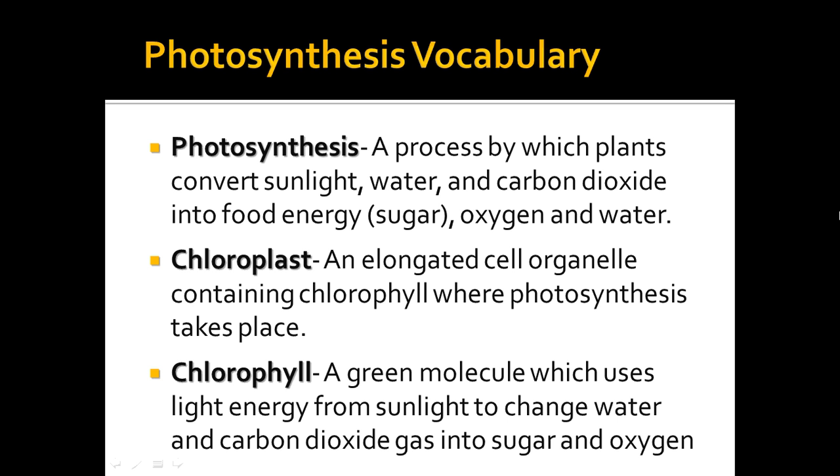Chloroplasts are an elongated cell organelle that contains the chlorophyll, and this is where photosynthesis takes place. You should have been able to see some chloroplasts whenever you did the viewing stomata lab. Chlorophyll is a green molecule which uses light energy from sunlight to change water and carbon dioxide gas into sugar and oxygen. Again, we did a lab this week on extracting chlorophyll, and you should have learned that the chlorophyll is what makes the plants green, and it is also what causes photosynthesis to occur.